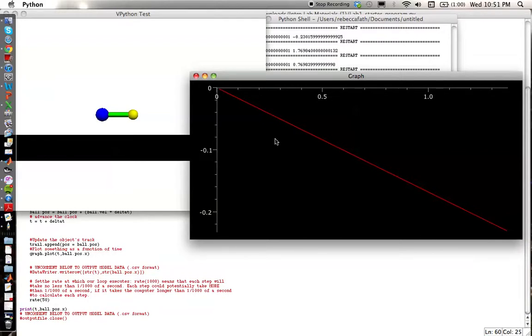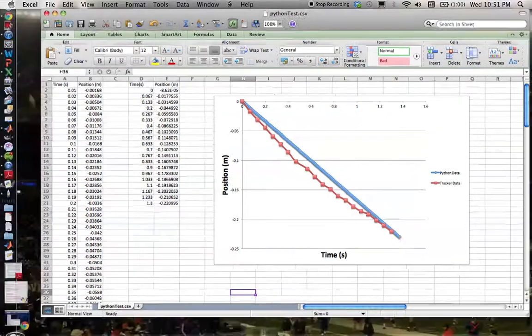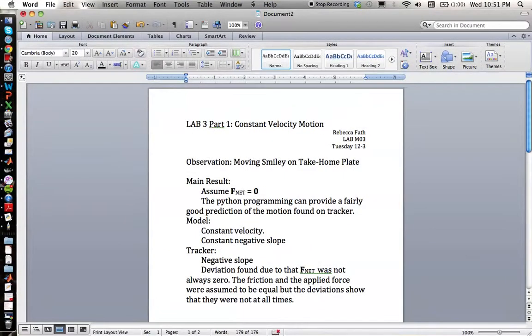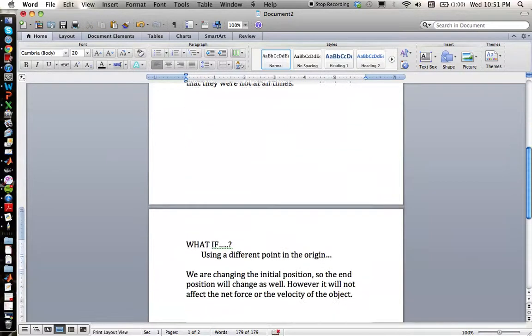We then took the data from the Python and from Tracker, and we compared it in Excel. The blue line is our Python, again constant slope, and the Tracker data is red. It's not as constant, just because it's not completely straight; we had a little deviation in the forces that were acting on it. So yes, the Python programming is a fairly good prediction of the motion found on Tracker. There's just a little deviation because the friction and the applied forces could not be assumed to be equal at all times, but we made that assumption.